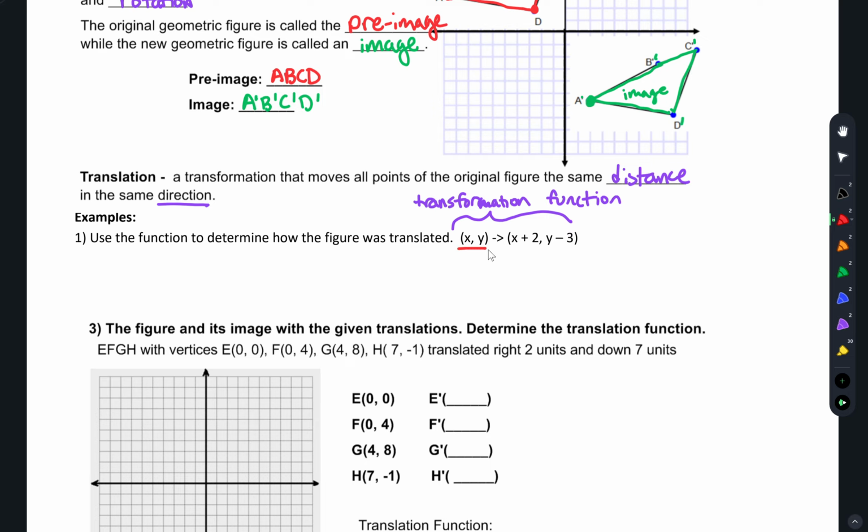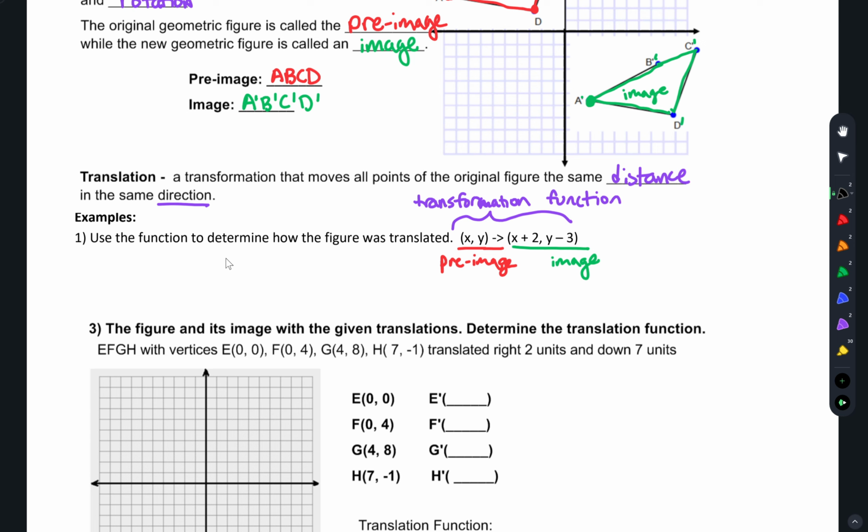The first part here is our pre-image. X, Y refers to our pre-image, and it will always say X, Y. Then there's the arrow, which tells us that we're doing something to my pre-image. And after that, we're going to get a new set of coordinates for my image. So X plus 2, Y minus 3 represents the new coordinate of my image. Now let's break this down.